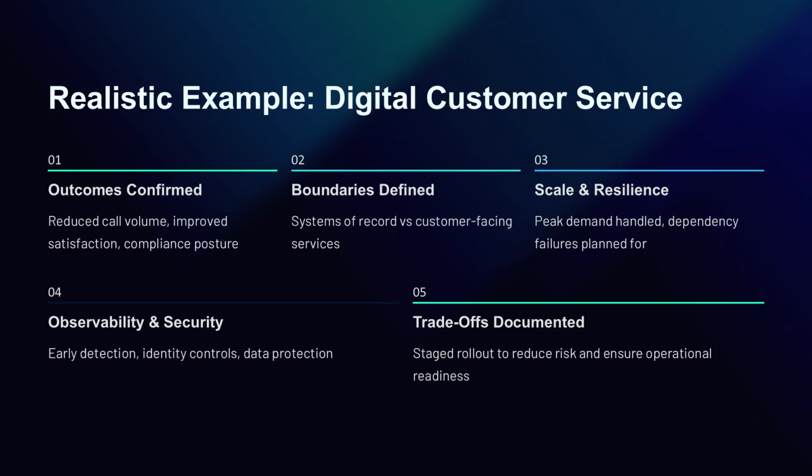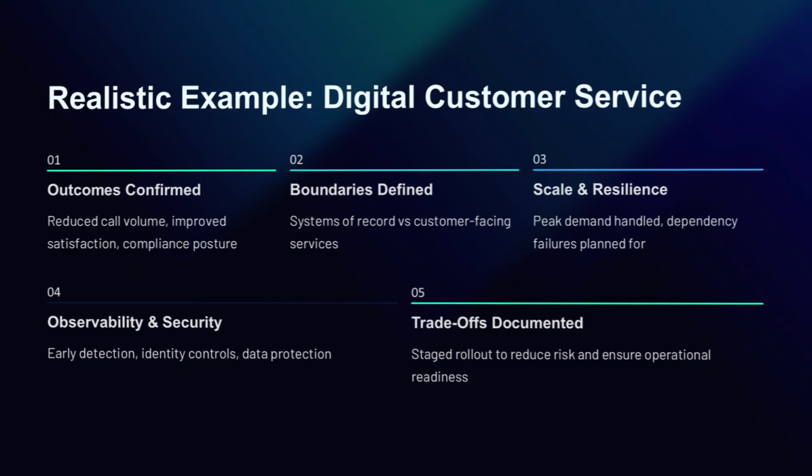You design scalability by ensuring the solution can handle peak demand predictably. And you design resilience by planning for dependency failures without losing critical customer functions. You embed observability so operational teams can detect issues early and understand customer impact quickly. You define security by design through strong identity controls, privilege governance, and data protection. You then document trade-offs, such as choosing staged capability rollout to reduce risk and ensure operational readiness at each step. This is what solution architecture looks like when it scales and stays supportable.